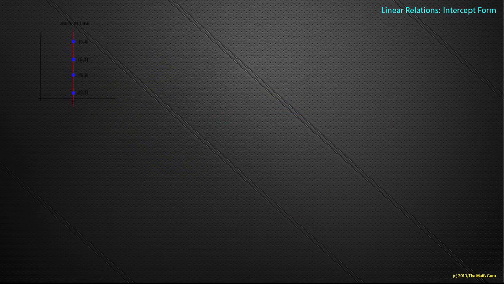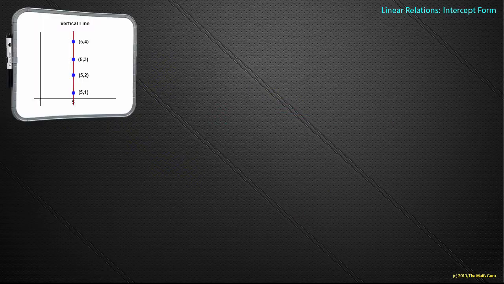Let's look at the following vertical line. If we have a look, I've even very helpfully put that it's a vertical line. Anyway, so we have a vertical line. Now, if we look at each of the coordinates, we'll notice that this line is going through the point 5 on the x-axis.